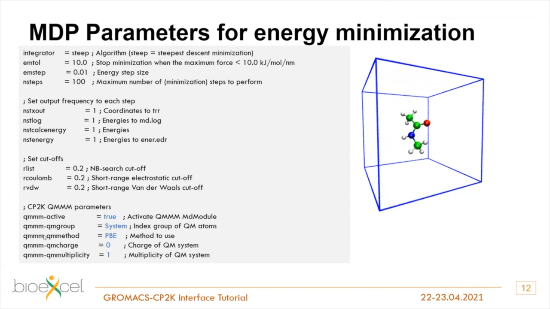So how do you activate the QM/MM parameters? You just put QMMM active to true. By default, it is false. This activates the module. Then you need to specify which group of atoms will be your QM system. In this case, the whole system is QM, so we just use System, the standard group in GROMACS. Then there are three parameters defining which method we want to use. Here we use the QMMM method PBE. It just means that GROMACS will automatically set up the CP2K parameters for the PBE functional with a double zeta basis set. You also need to put the charge and multiplicity of your system, as I said before. It's a pure quantum-related parameter, so you need to know beforehand what they are.